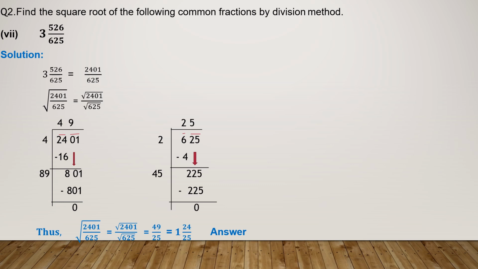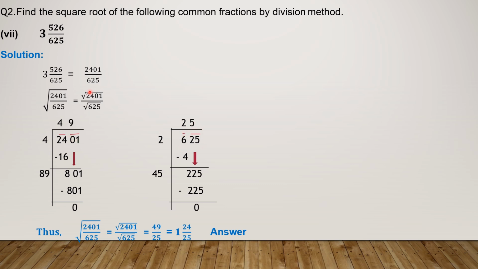Similarly, if your answer is not equal to 225, then try any other number with 4. Let's try 5. We try 5 with 4 and then multiply it with 5, and we will get 225. So we will put 5 here and 5 in the quotient. 45 5s are 225. Subtract these values, at the end we must get our remainder 0. Hence the square root of 625 is 25.